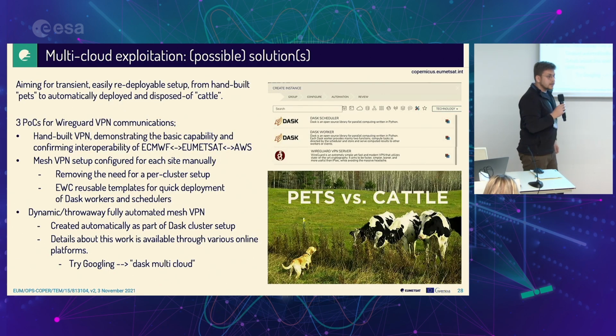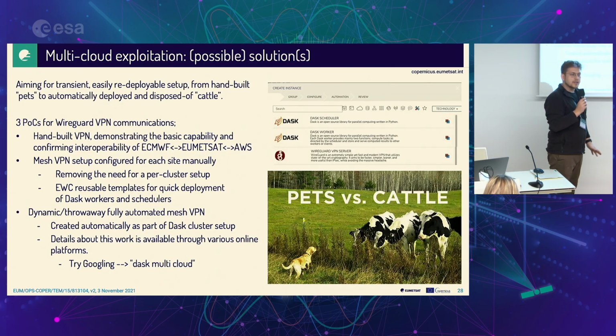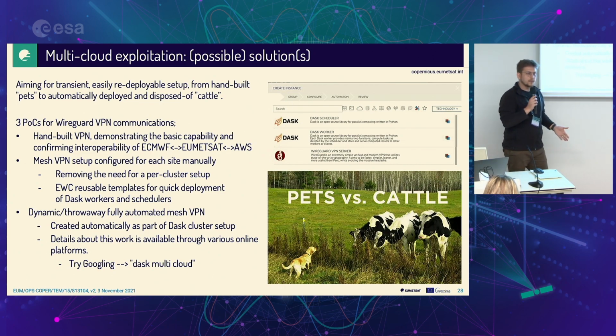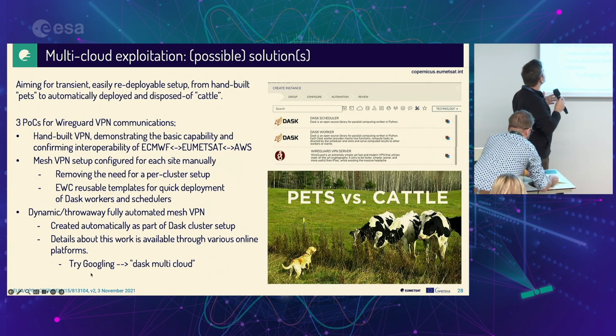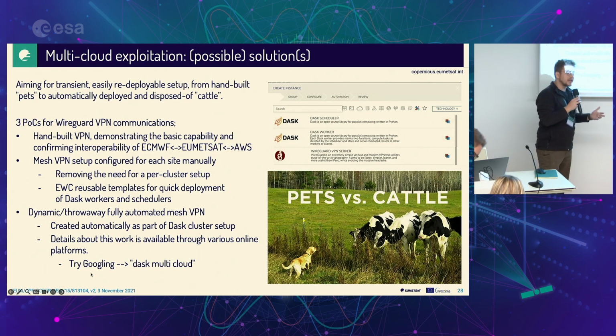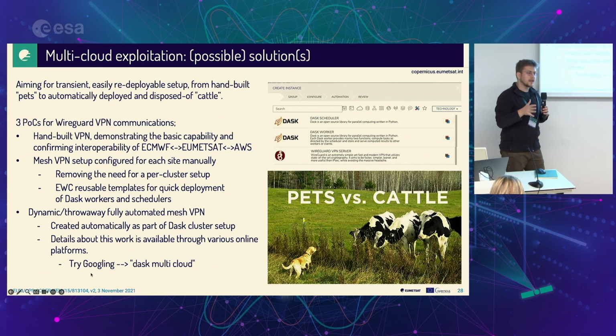To do that, we tried a couple of solutions. There was not one clear winner at that time because we needed to explore a bit. So what we did, we were aiming to have a redeployable setup, going from pets to disposable kettles. Do you know the analogy between pets and kettles?